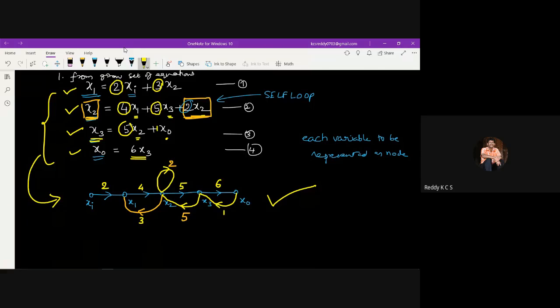So xi is the independent variable, so that has to be written first. Likewise, we need to draw the variables present in that equation: x1, x2, x3, and x0. So that is how we represent the signal flow graph from this given set of equations.